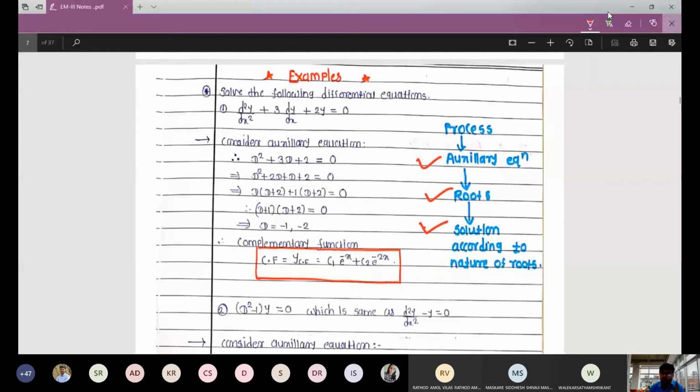I want two numbers such that their product is 2 and their addition must be 3. So I can write this as d square plus 2 times d plus d, because the product of 2 into 1 is 2 and their addition 2 plus 1 is 3. That's it. So we have d square plus 2d plus d plus 2 equal to 0. Now from the first two terms I'm going to take d common. So we have d times d plus 2.